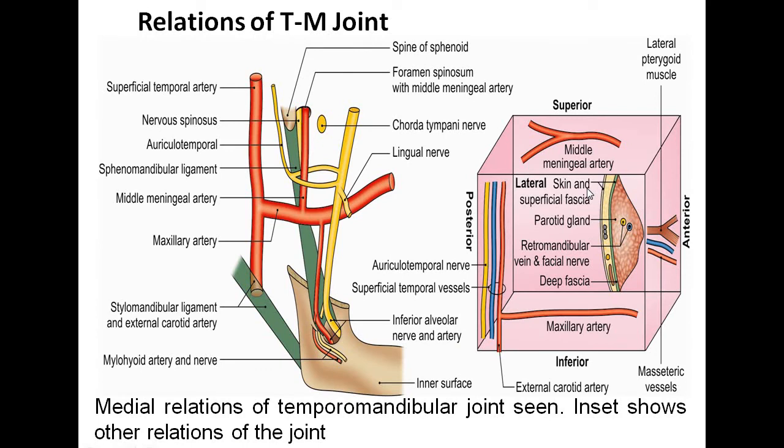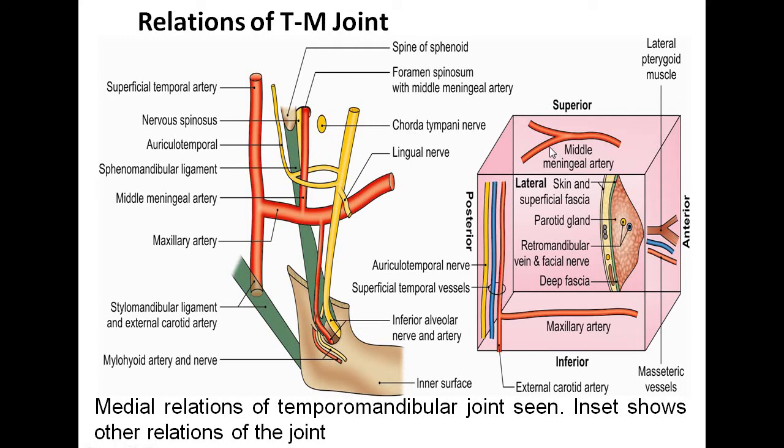Coming to the relations of the temporomandibular joint, the TM joint is related laterally with the skin, superficial fascia, parotid gland, and the 5 emerging superficial branches of the facial nerve. Medially it is related with the tympanic plate, the spine of the sphenoid, spinomandibular ligament, maxillary artery, and the 2 roots of the auriculotemporal nerve. These are the medial relations of the TM joint.